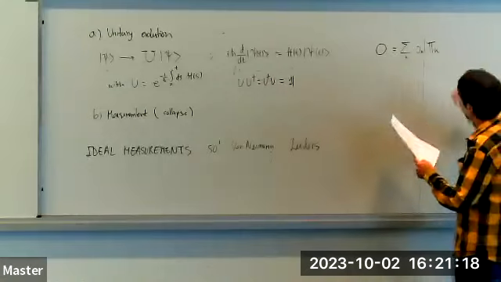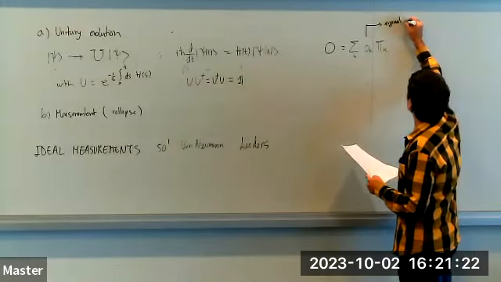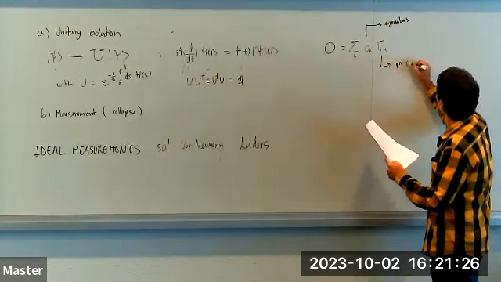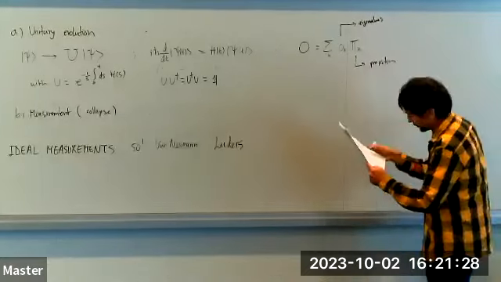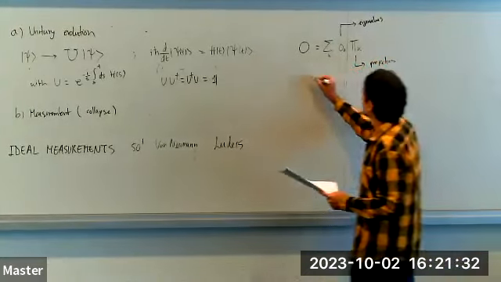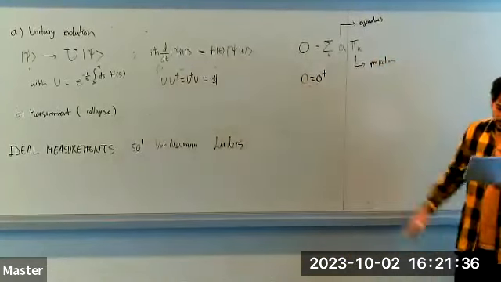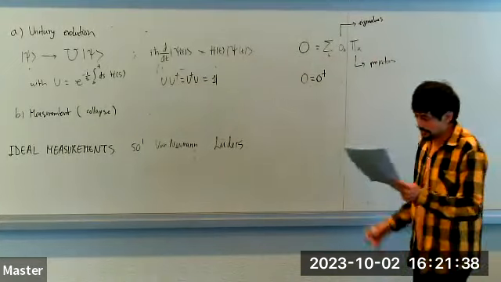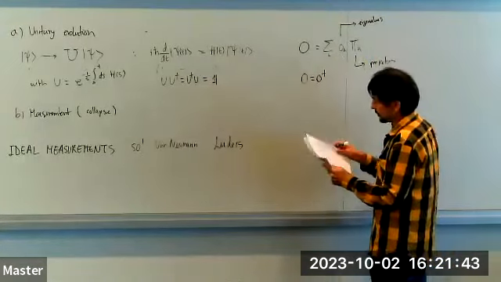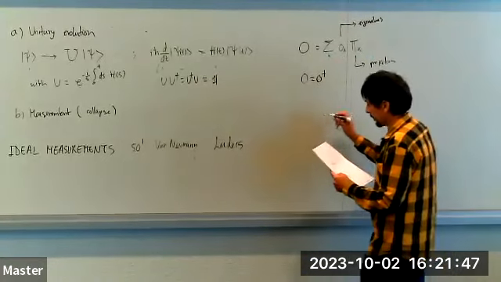Okay, so those are eigenvalues, and those are the projectors. And this is called the spectral decomposition of this operator. Any observable verifies this property. It's a Hermitian operator. So the projectors verify two important properties.